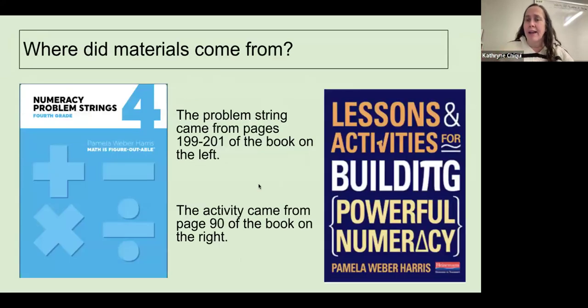So first of all, I want to give credit where credit is due. The problem string that we did today came directly from her 4th grade problem string book. I actually own that book, mainly because I work with levels A and B, and a little bit of C. And so I can make a lot of use out of that book.